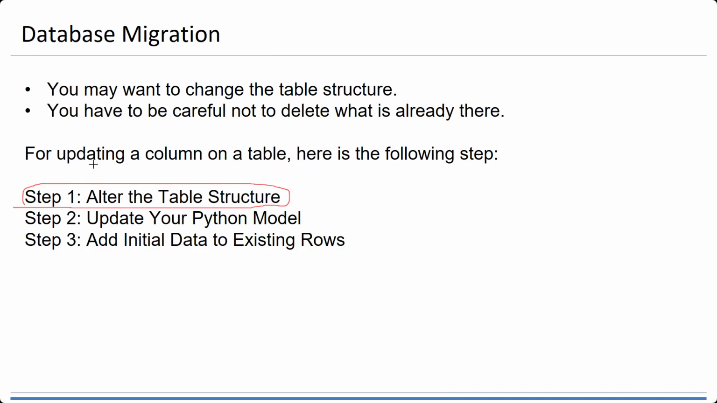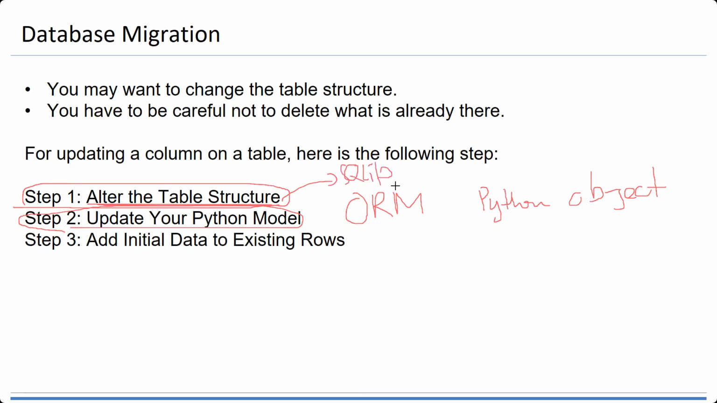And then after you have the modification on the table structure, you can update the Python model, because whenever you work with the ORM, you also need the Python object. Not only the table, which is in SQLite, but you also need to modify the ORM. And then let's try to add some initial data to the existing row.